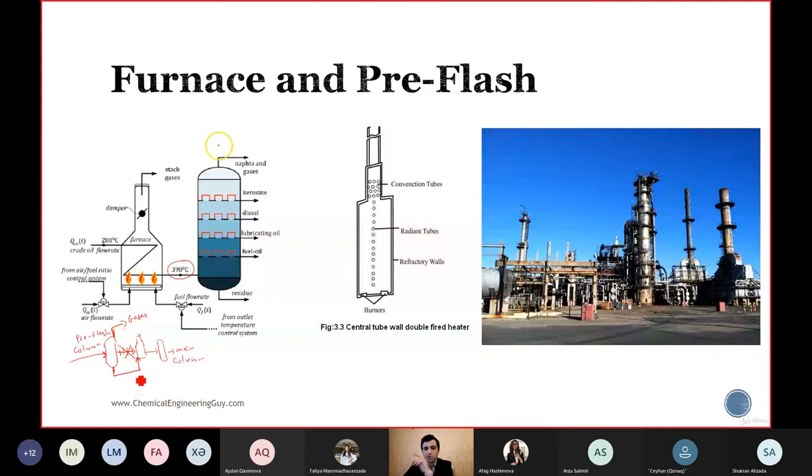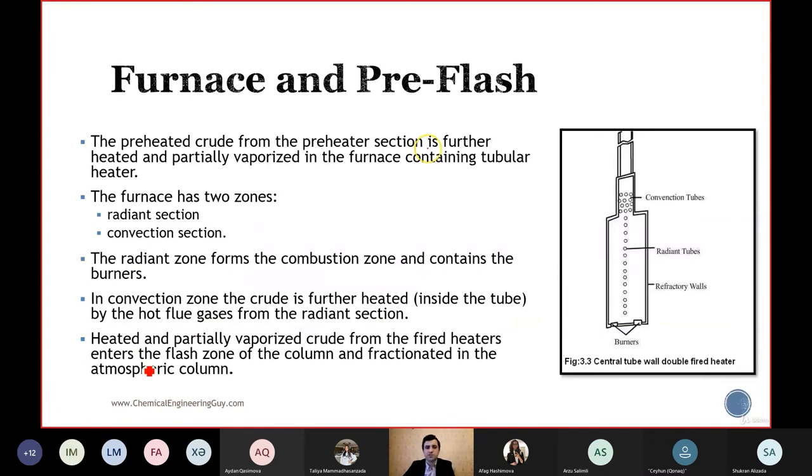Now I will talk about the burners. The preheated crude from the preheater section is further heated and partially vaporized in the furnace containing a tubular heater. This is the tubular. You can see the tubes here. They have a kind of circle like that, so that it is the most efficient heater.